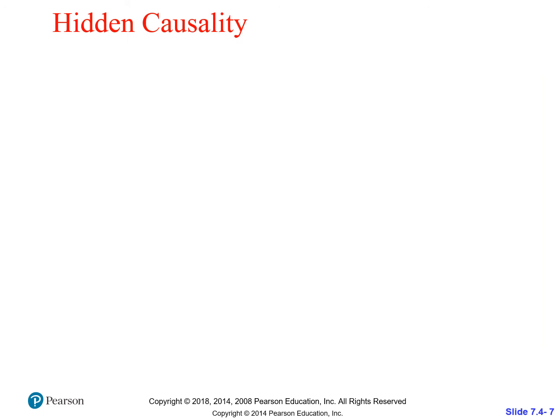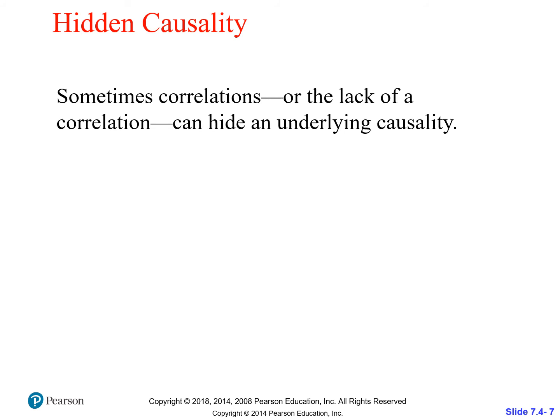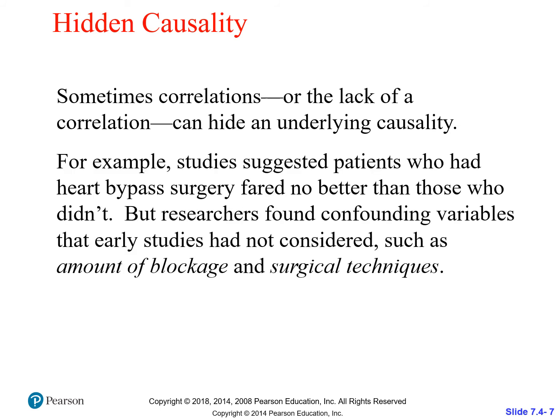There's also such a thing as hidden causality. I think we may have talked about that before. Sometimes a correlation, or the absence of a correlation, can hide an underlying or hidden causality. For example, studies suggested patients who had heart bypass surgery fared no better than those who didn't. But researchers found that there were some confounding variables, such as the amount of blockage and the surgical technique.